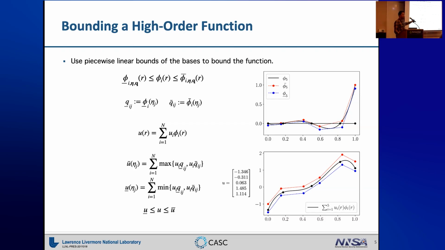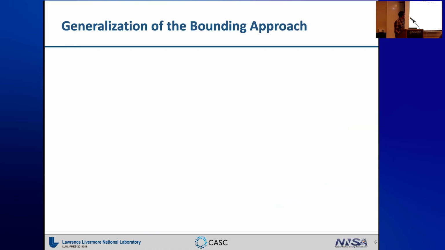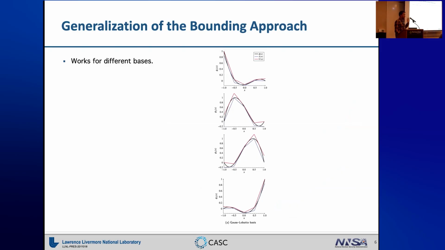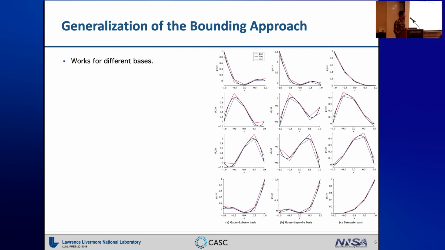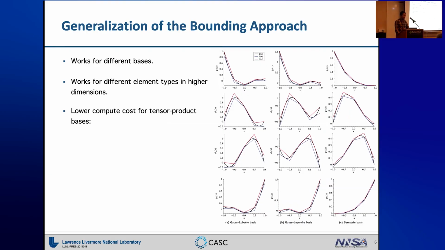Now note in this approach, everything here is purely algebraic and it's agnostic of your dimensionality and element type. So the beauty is, this approach works for different bases. The example used Gauss-Lobato basis, but you could use Gauss-Legendre, Bernstein bases. These bases have different applications. Folks use different bases for different fields. Works for different element types, different dimensions. So, the method generalizes.